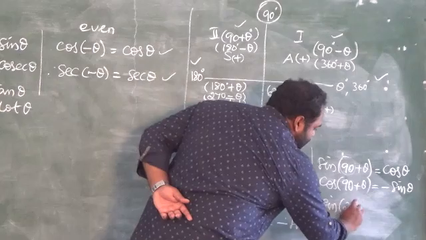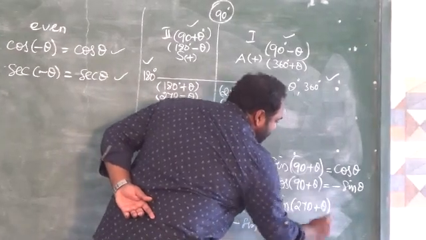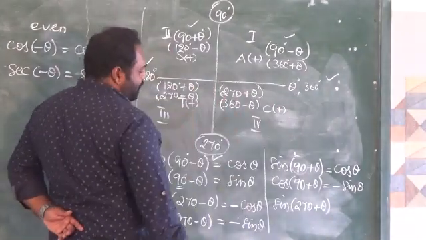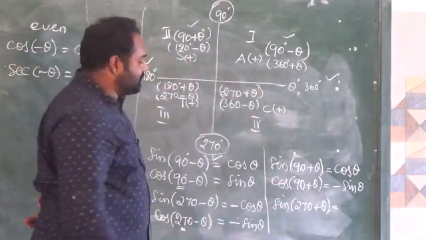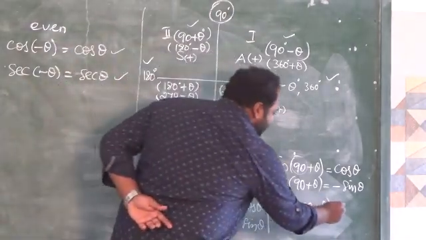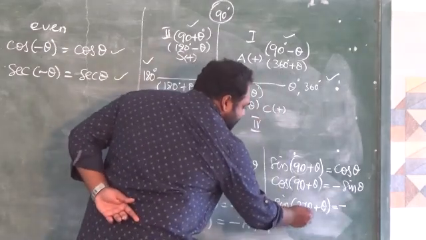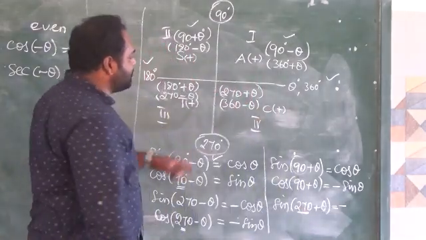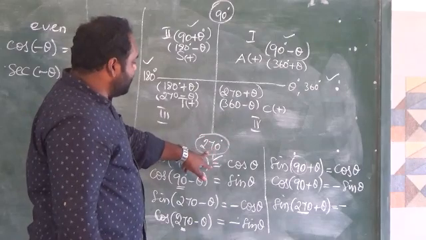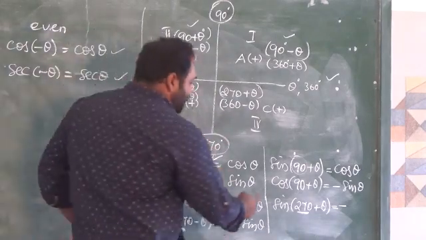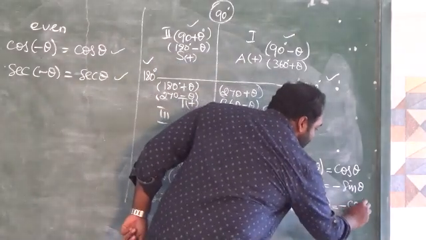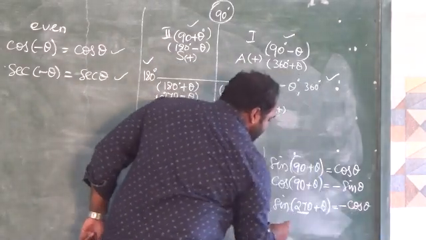Sine 270 plus theta, which is fourth quadrant. In the fourth quadrant only cos is positive and sine is negative, so minus. After that, go for this 270. 270 is an odd multiple of 90. I told you already, for 90 and 270 we have to change the co-ratio. So sine will become cos theta.